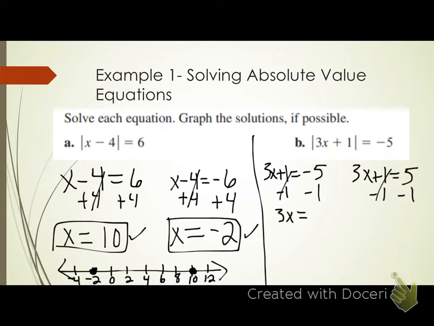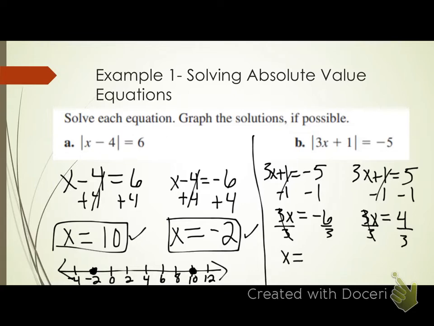Negative 5 minus 1? Negative 6. 5 minus 1? 4. Be okay with that step on each equation. After we set up our two equations, it's just solving equations, which is what we've been doing the past 2 weeks now, right? What's my next step on each equation? You divide. Divide by 3 on both sides.